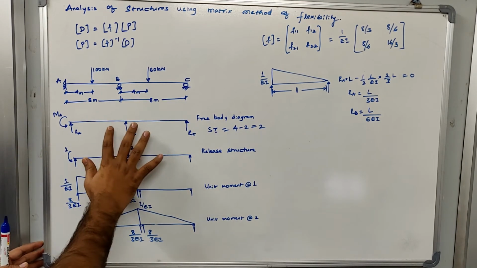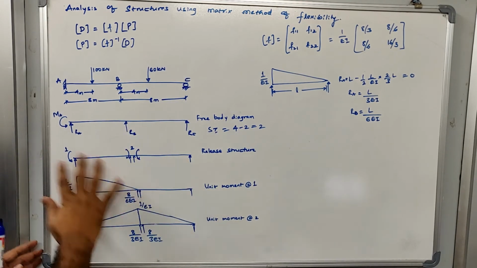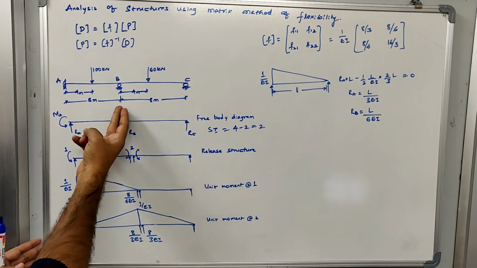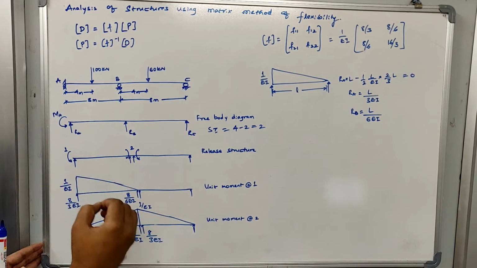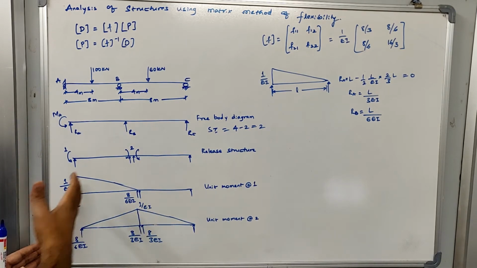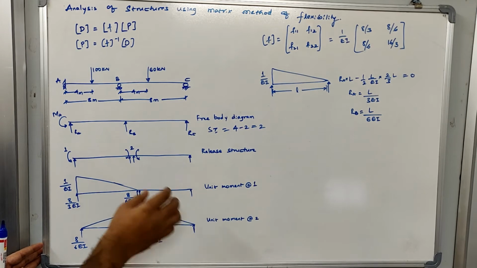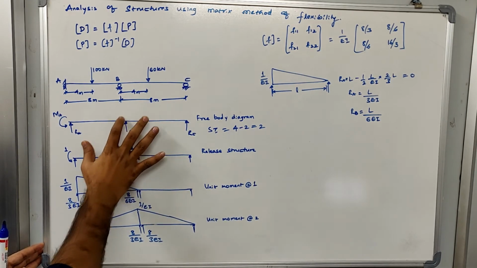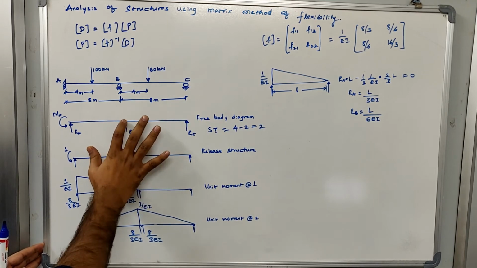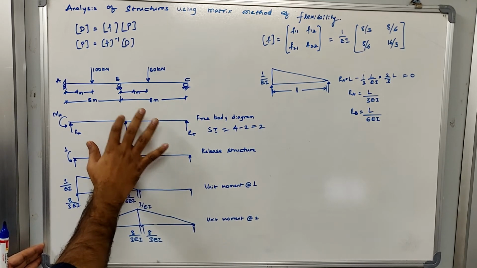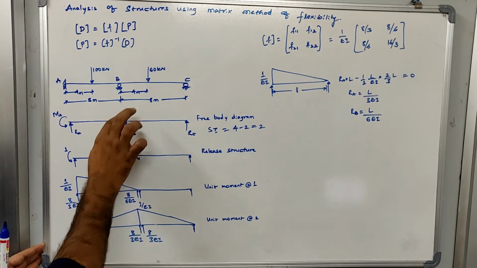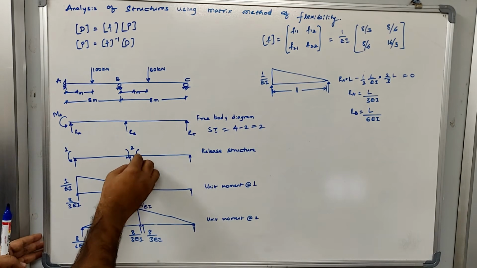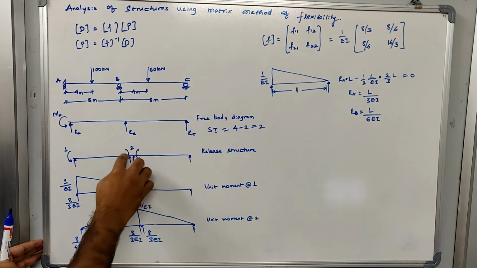Now this is my method of releasing a structure. You can use any method: either you can remove the reactions, or you can remove a combination of reactions and moments also. Here, to release this structure and simplify the problem, I release it in such a way that at joint B I know the summation of moment will be equal to 0, because it is connected at this point. Now I'll convert this into a pin joint. If I convert this into a pin joint, instead of a continuous beam I'll make it two different beams. To do that, I need to apply equal and opposite moments here.